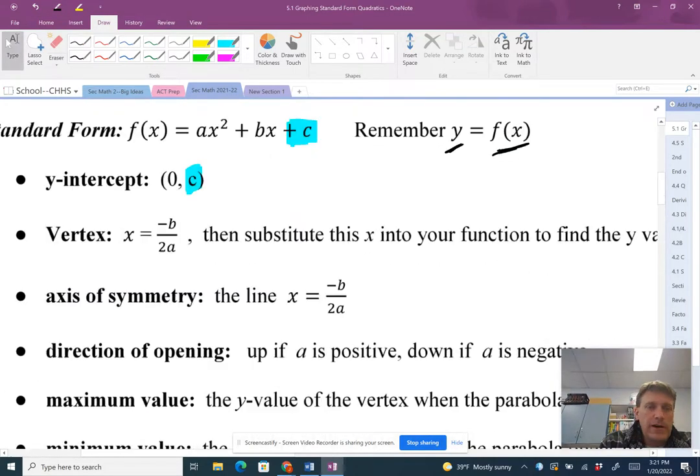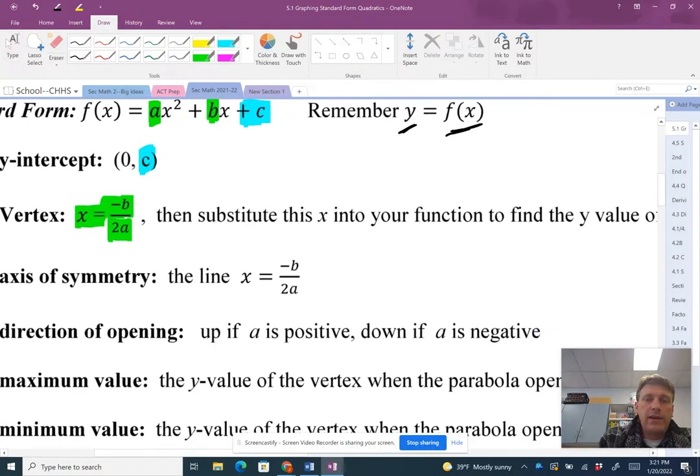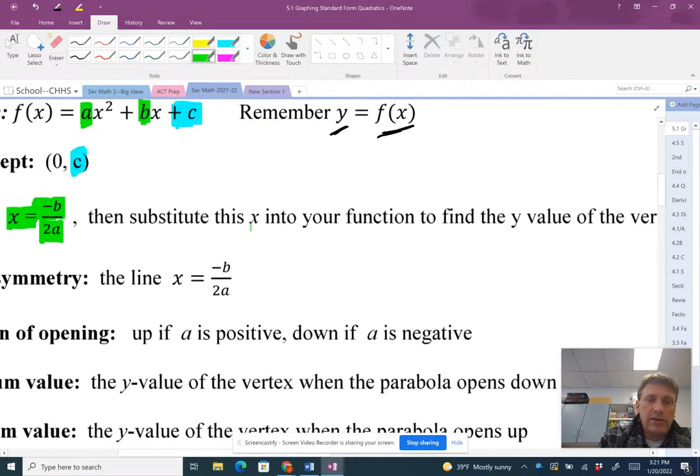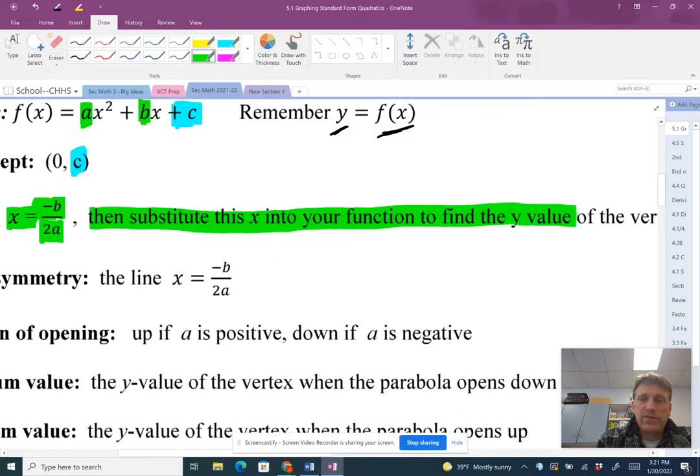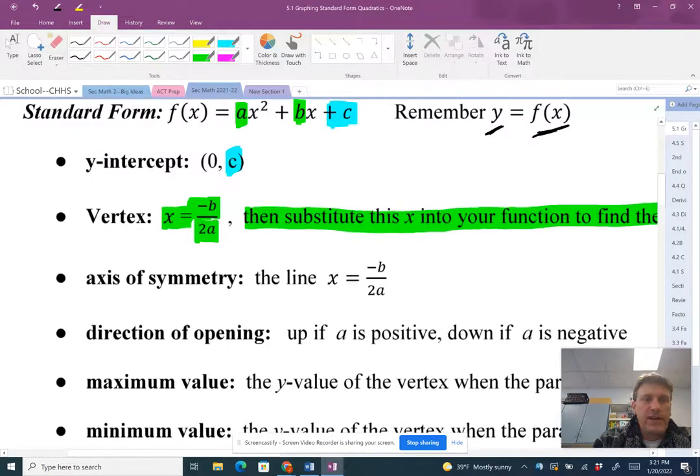The vertex. The vertex is x equal to negative b divided by 2a, using the b and the a. That will give you the x coordinate, and then you substitute that x coordinate into your function to find the corresponding y value of the vertex. And what is the vertex? Let's look at this.